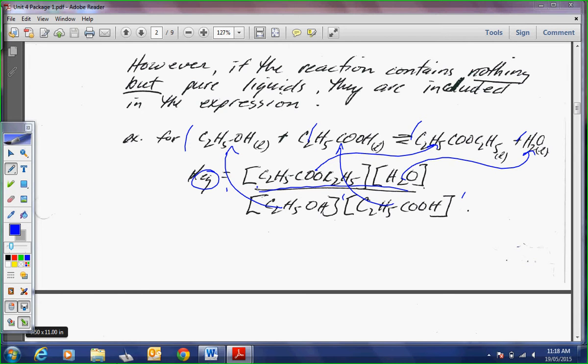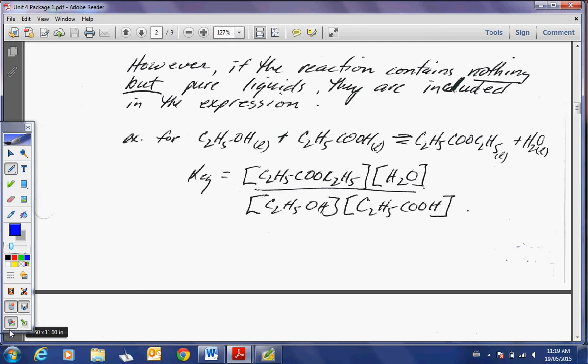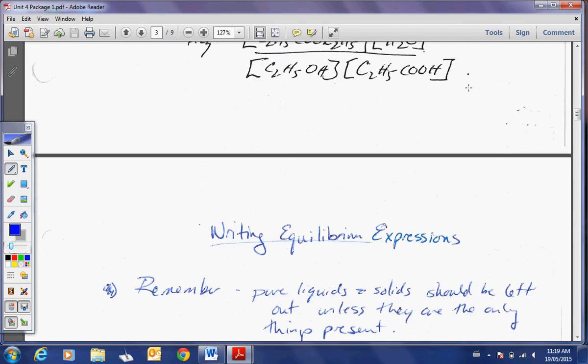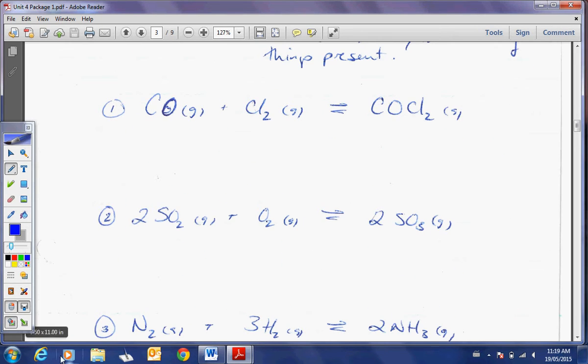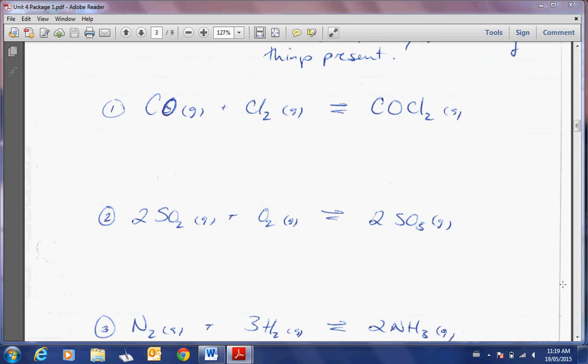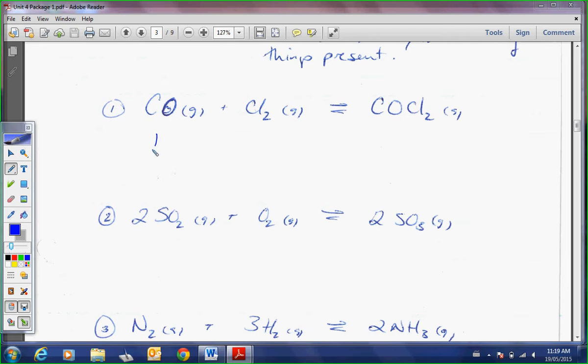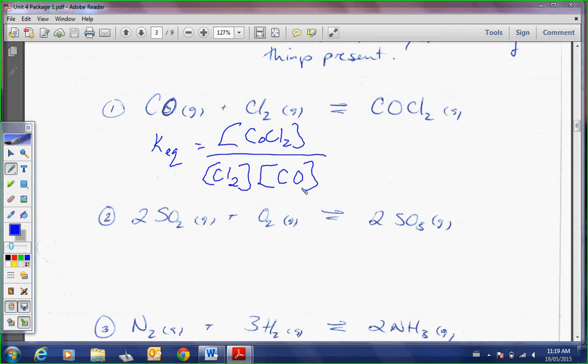Okay? So the question goes a little like this. Write the equilibrium expression for, and eventually, by the way, we'll be putting numbers in here and doing calculations. Eventually. So write the equilibrium expression for question 1. What would we do? First of all, is it balanced already for us? Yes. Okay, so K EQ, the equilibrium constant, equals the concentration of my products over the reactants. So what products have I got? Square bracket COCl2 square bracket over square bracket Cl2 square bracket times square bracket carbon monoxide square bracket. We're good at products over reactants.